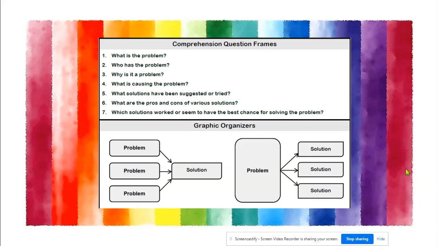Look at the graphic organizers there. Sometimes you have multiple problems that lead to one solution, or vice versa. You have one problem that can lead to multiple solutions. The author can choose to structure their text however they'd like. But generally, this is more relatable in real life because we all have problems and we're looking for the solutions.